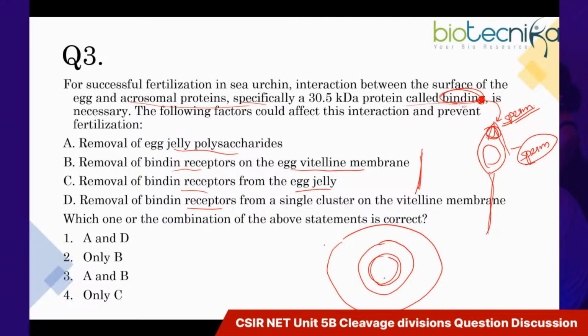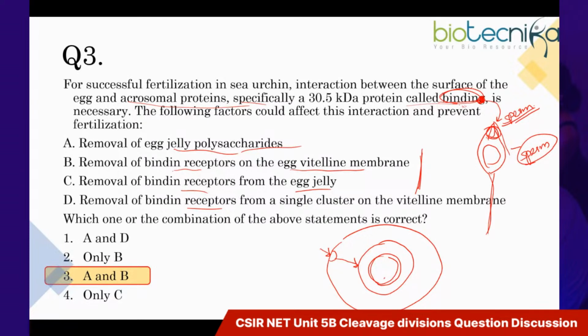So first it crosses the egg jelly where it undergoes the acrosomal reaction, then it enters through the egg jelly and encounters the vitelline envelope, isn't it? So if you remove egg jelly polysaccharides also, you will not have the interaction. Okay, so yes, many of you are right. Aishwarya, Suraj, Saujanya, Surinder, everyone is right. It is option 3, A and B.